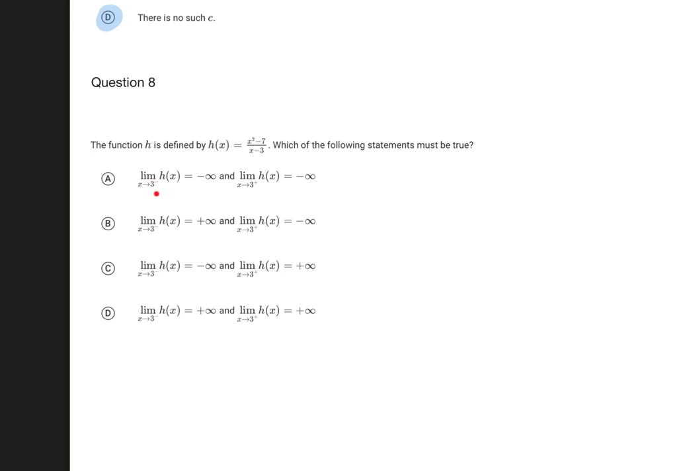So anytime x approaches a number from the left or right and it equals infinity or negative infinity, then x equals that number that x is approaching is a vertical asymptote.